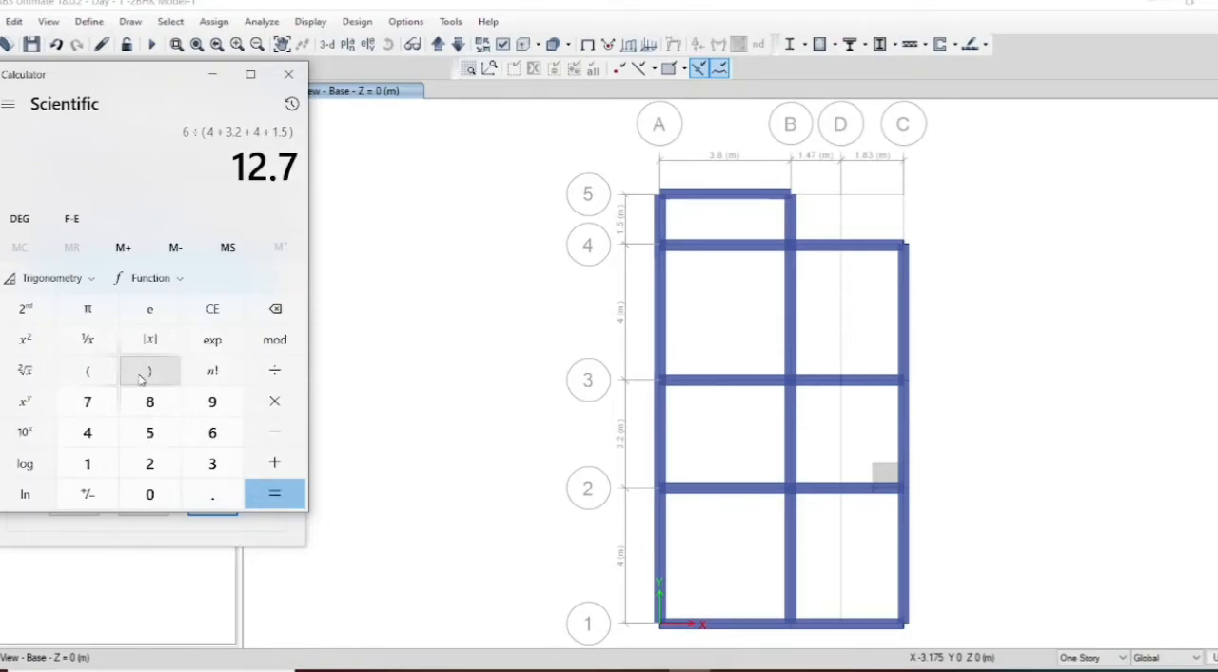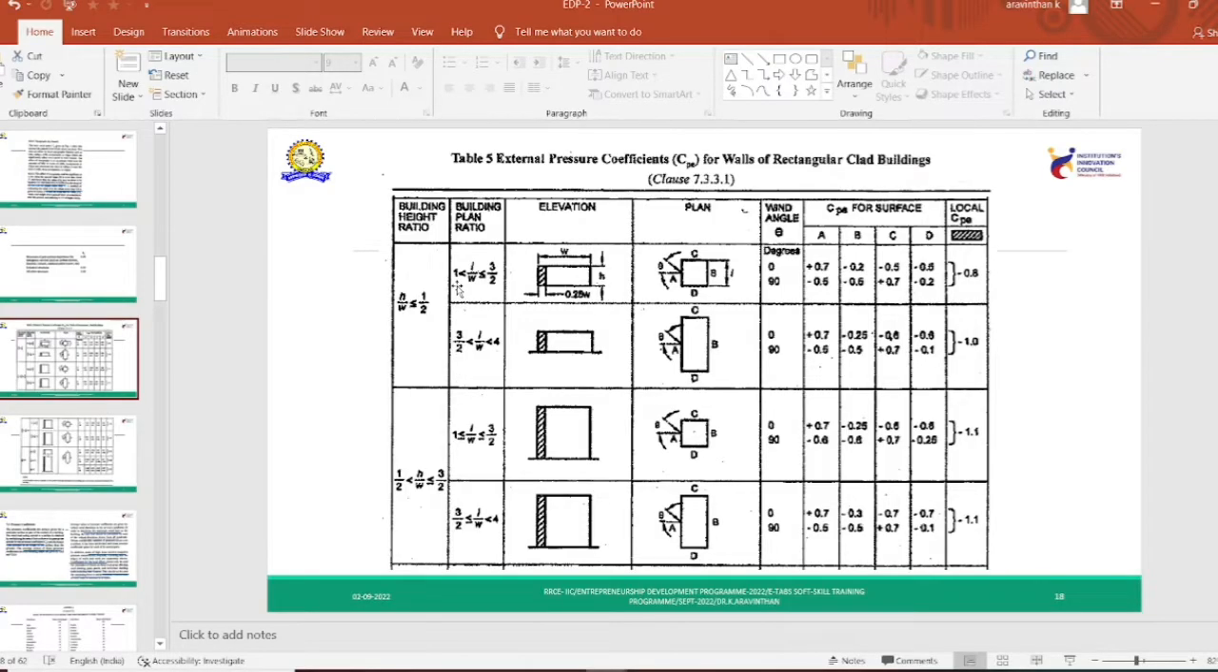We will be having the total width, which is 12.7. If you divide 6 height by width, you will be getting 0.47. 0.47 is in between. The height by width ratio is lesser than 1 by 2, which is 0.5. So this is our case. We are having 0.47. So first case.